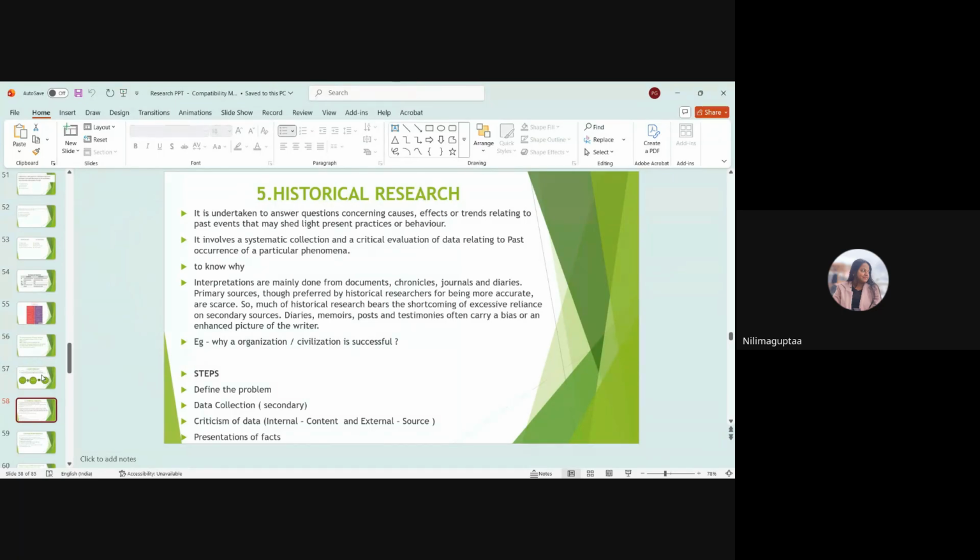It is undertaken to answer questions concerning causes, facts, or trends relating to past events that may shed light on present practice or behavior. It involves a systematic collection and critical evaluation of data relating to the past occurrence of a particular phenomenon. The basic motto of historical research is to know why. A major thing with regard to historical research is that it is always conducted once the activity has been done. So we can just study the effects of it. We cannot ever study the cause. In research there are two things, cause and effect. In historical research, we always study the effects. We can never know the causes because it is already done. We cannot go and change those causes.